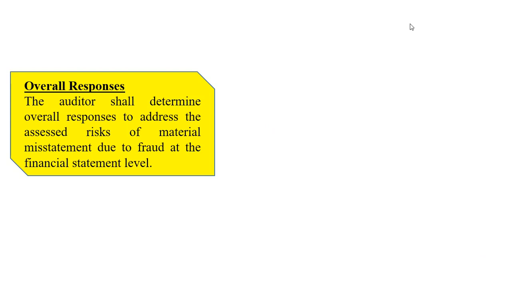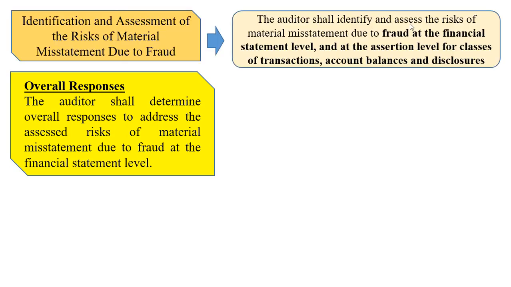The auditor shall determine overall responses to address the assessed risk of material misstatement due to fraud at the financial statement level. So which means when we assess the risk of material misstatement due to fraud, we have to check whether it affects the financial statement assertions. The auditor shall identify and assess the risk of material misstatements due to fraud at the financial statement level and at the assertion level of the classes of transaction, account balances, and disclosures.